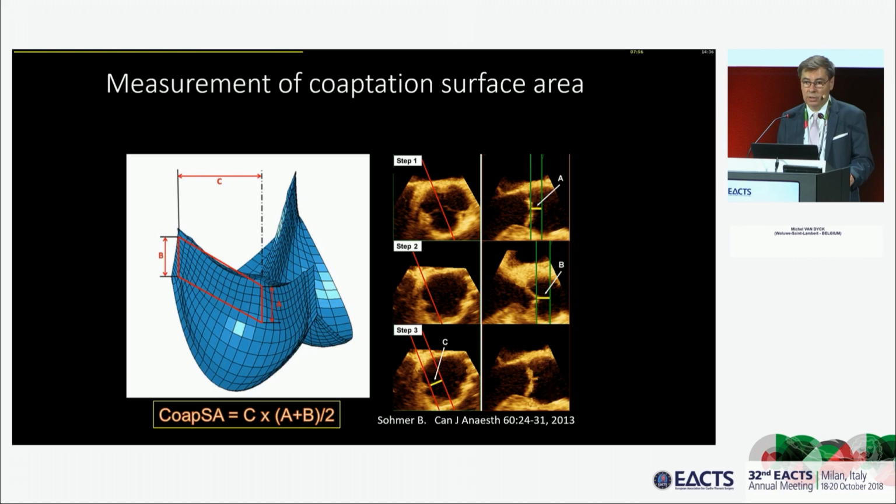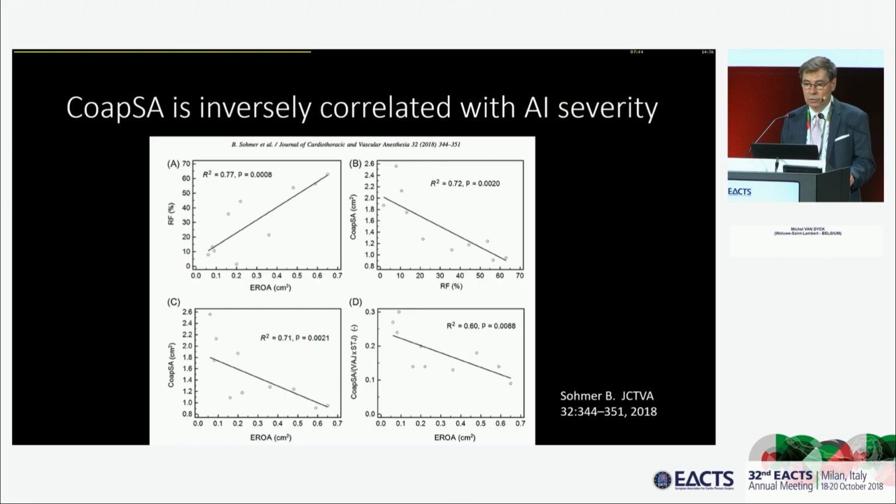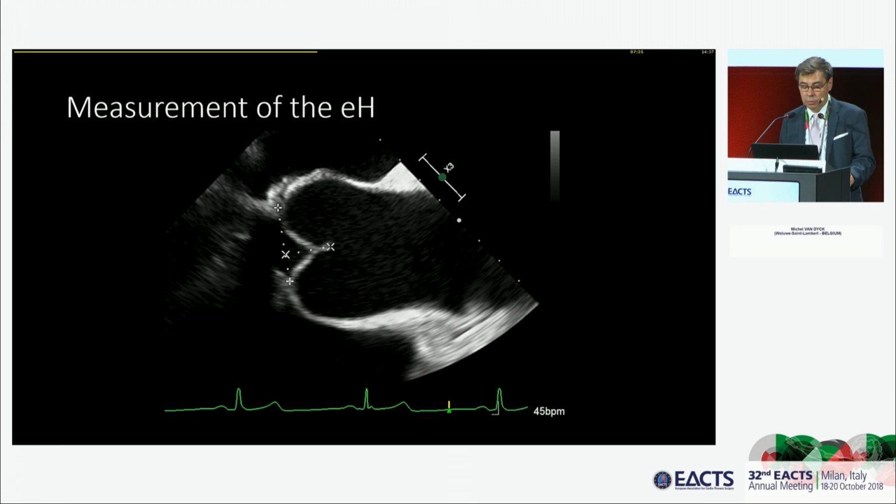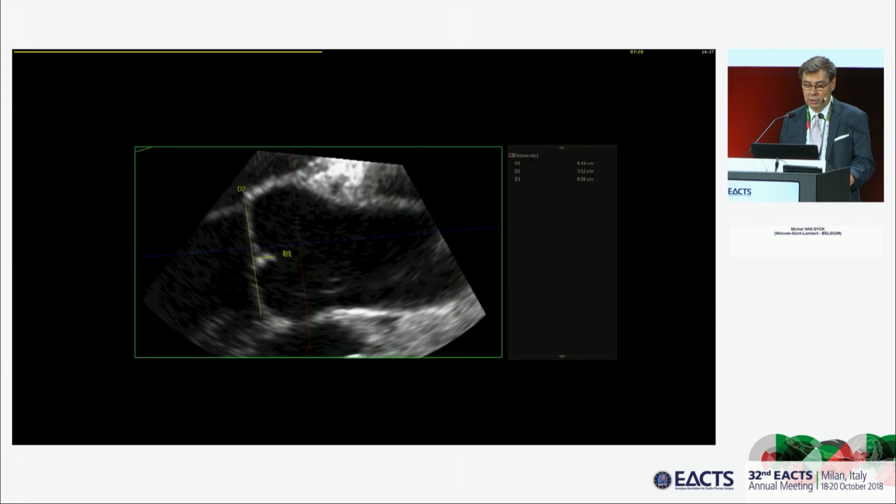And thanks to this, it is possible to measure not only the coaptation length, but the Ottawa group has shown that it's possible to measure the coaptation surface area, and they have very recently shown that it's inversely correlated with severity of aortic insufficiency. Another measurement is the effective height, and this also should be performed using MPR in order to have an accurate value, the closest to the true value.